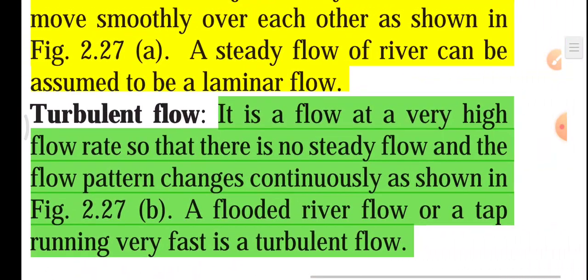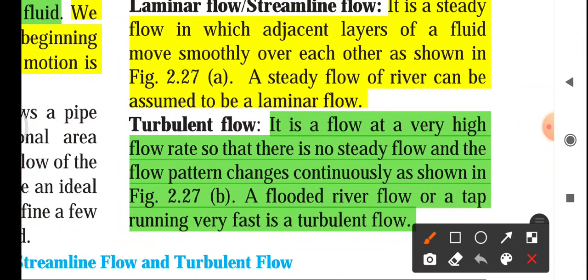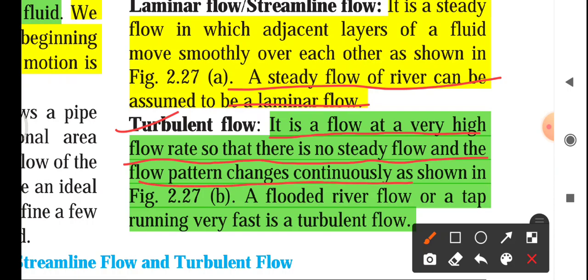Now steady flow of the river is considered as a laminar flow. Now next is turbulent flow. It is the flow at very high flow rate so that there is no steady flow and the flow pattern changes continuously. Look, what is turbulent flow?